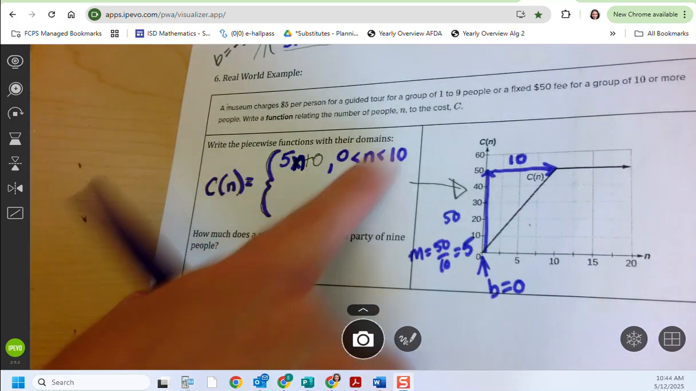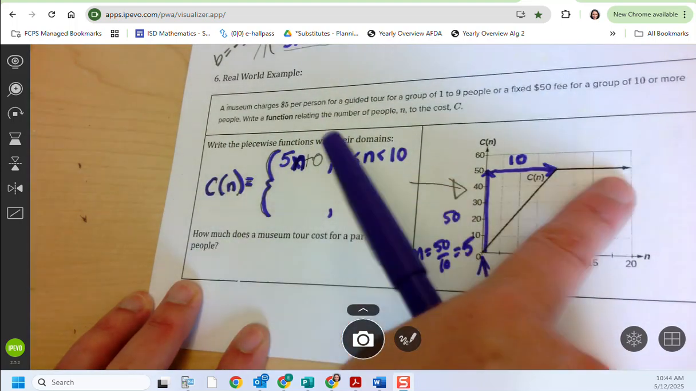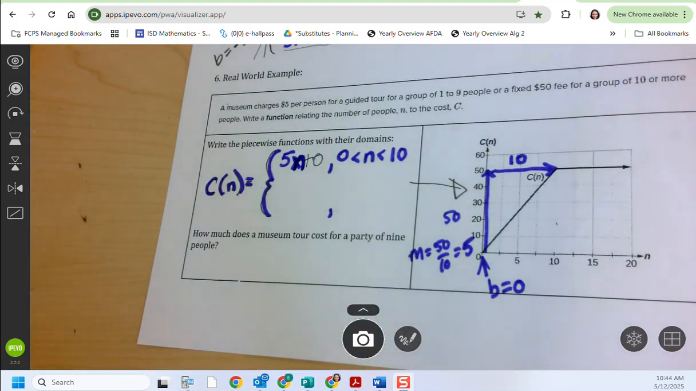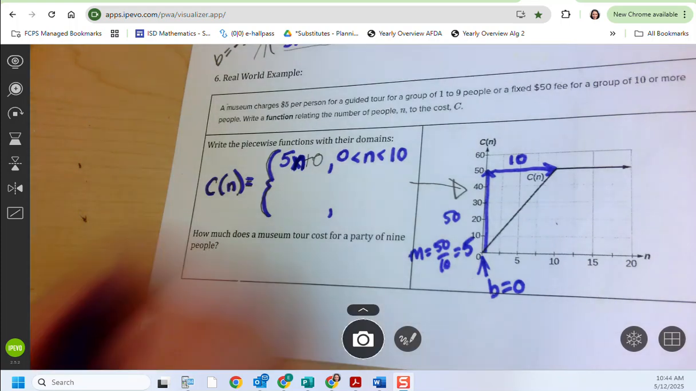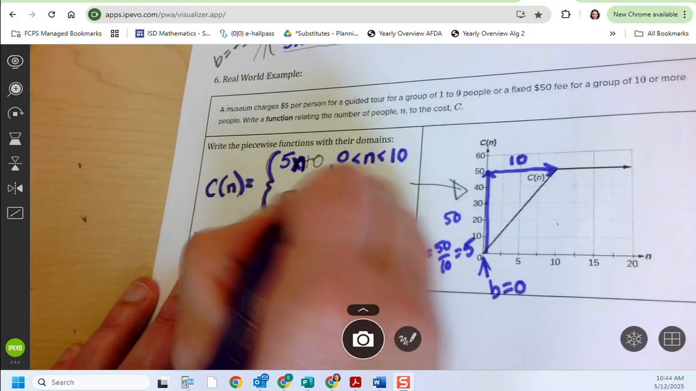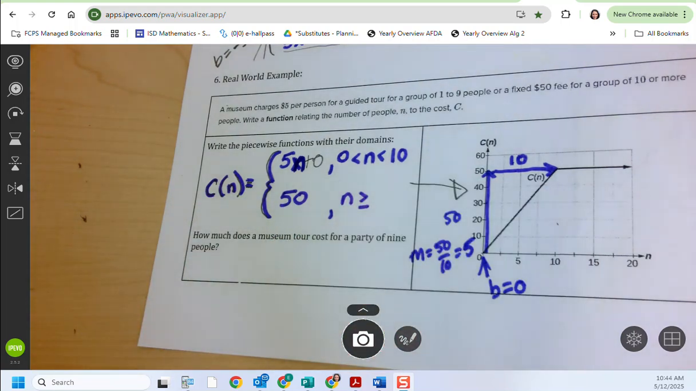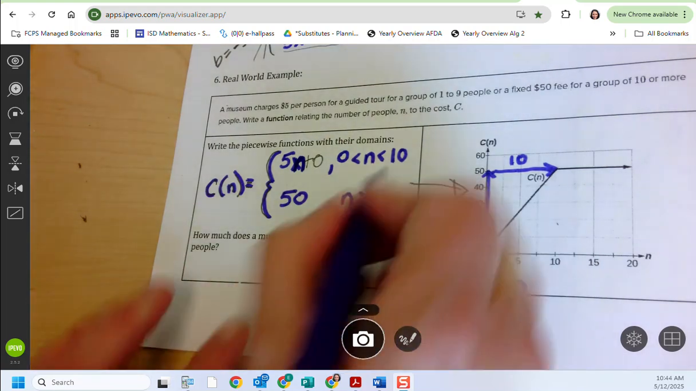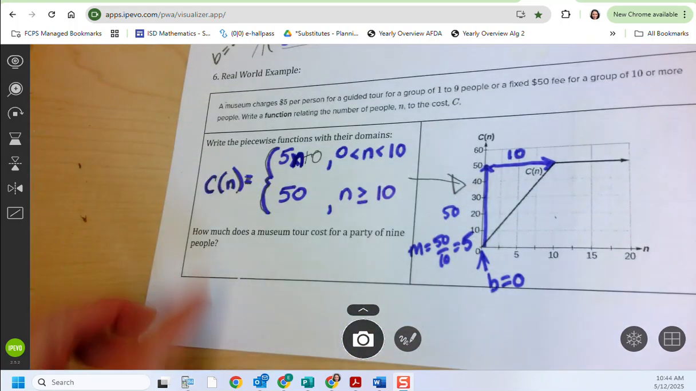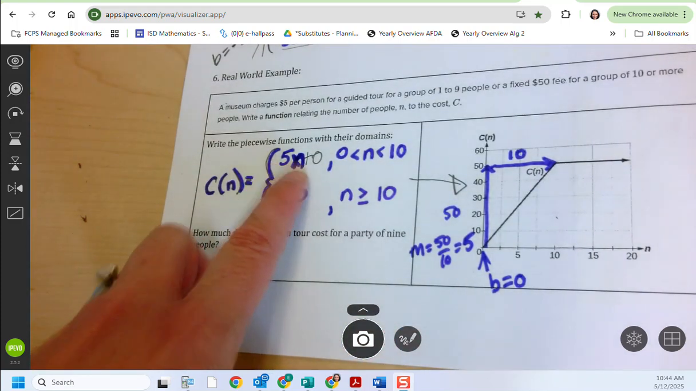All right, the next part is a flat cost of $50 no matter what. And so it's just y equals 50. That's it. Because no matter what, it is 50. So y equals 50 if the n is greater than or equal to how many people? 10 people. So sorry that's so messy. That should say 5n. Okay?